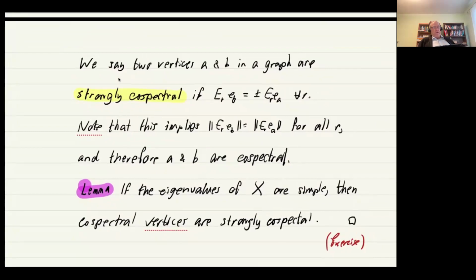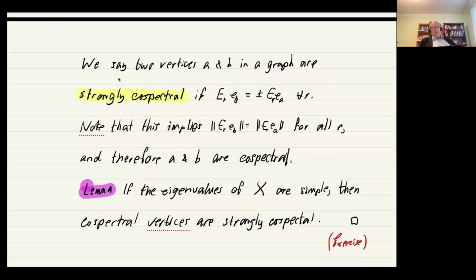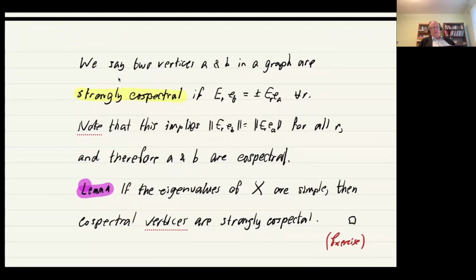Now, I'm going to introduce a stronger definition. I'm going to say two vertices of a graph are strongly cospectral if the projection of e_b onto the r-th eigenspace is plus or minus the projection of little e sub a. So the two vectors are either equal or of opposite sign.